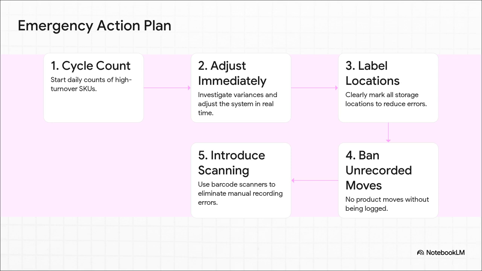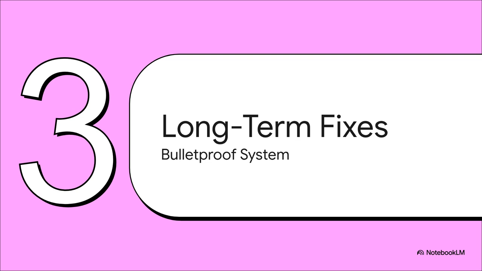And fifth, if you can, introduce barcode scanning. It's a game changer for eliminating manual errors. These are quick wins that'll show immediate progress and start rebuilding that broken trust. Okay, you've stabilized the situation.